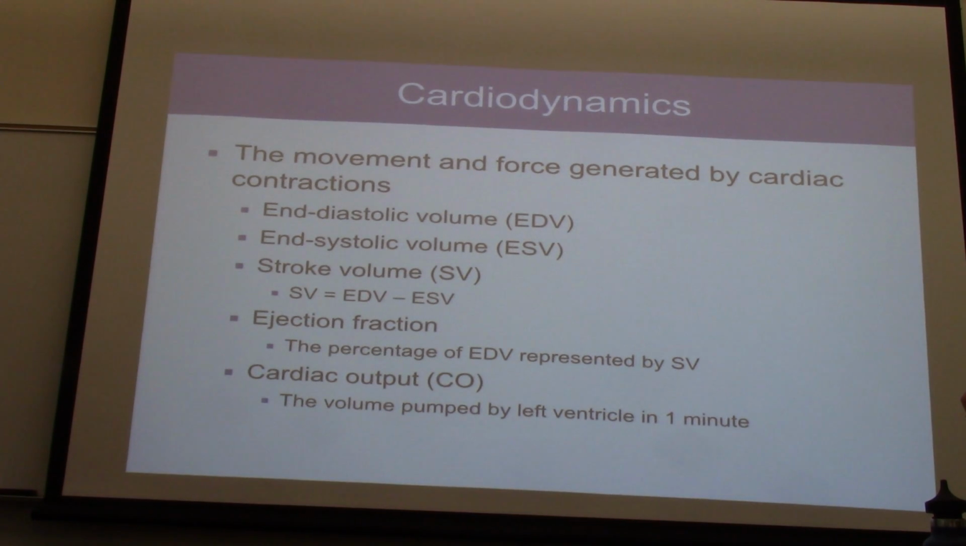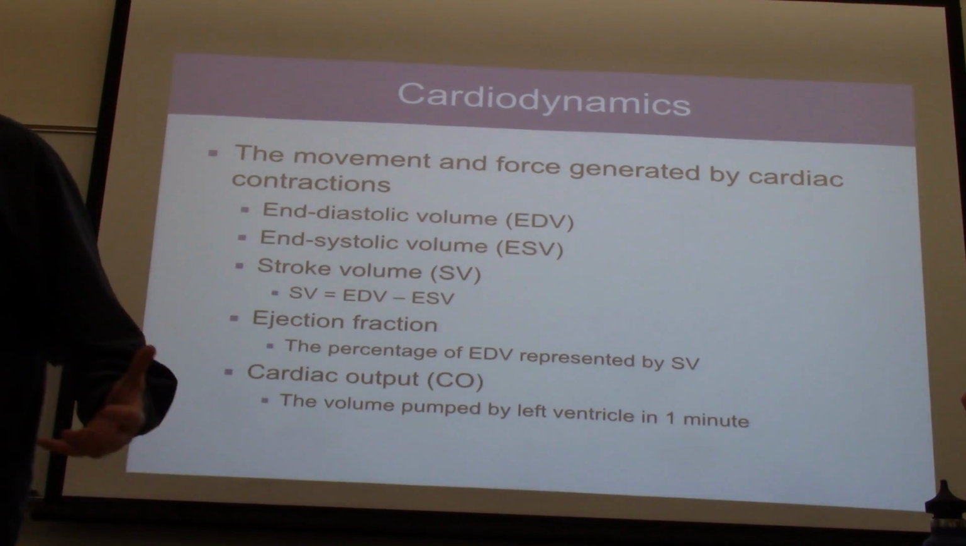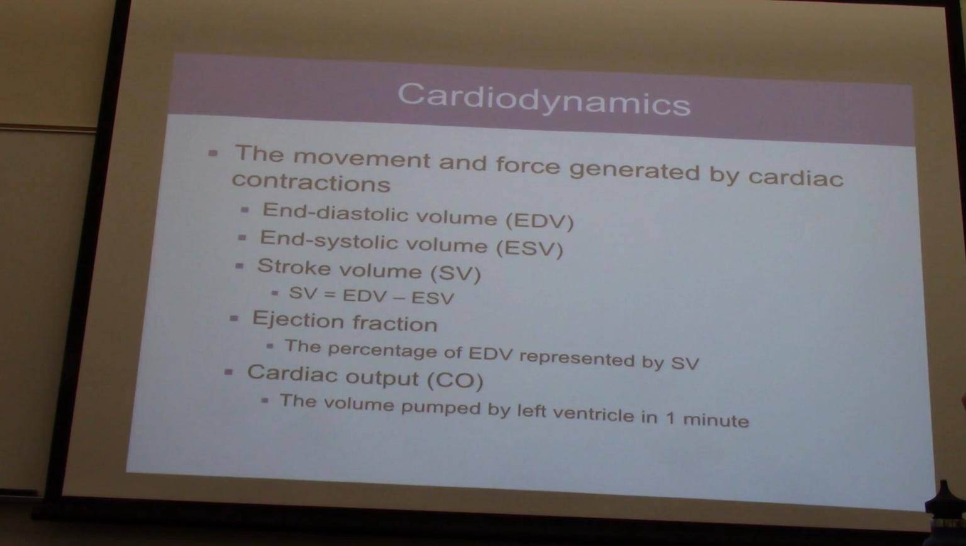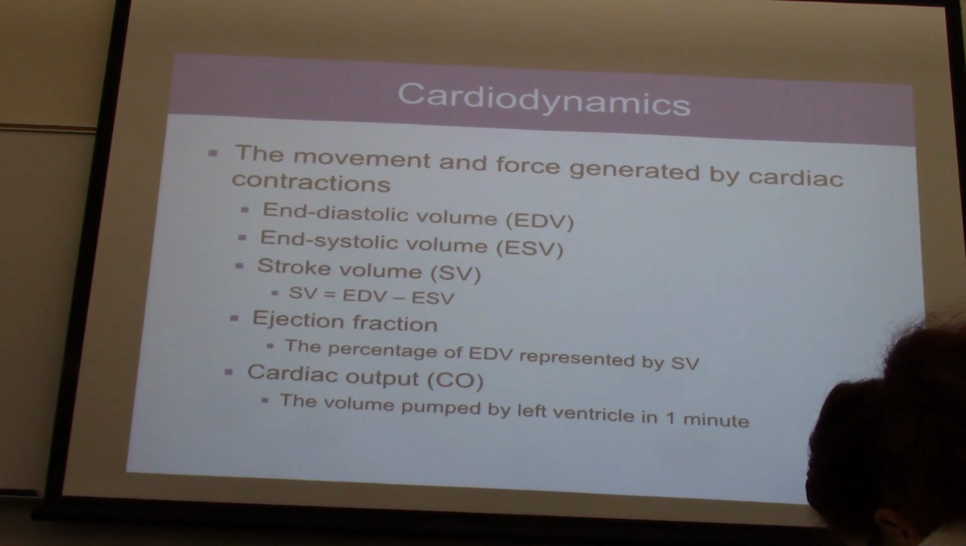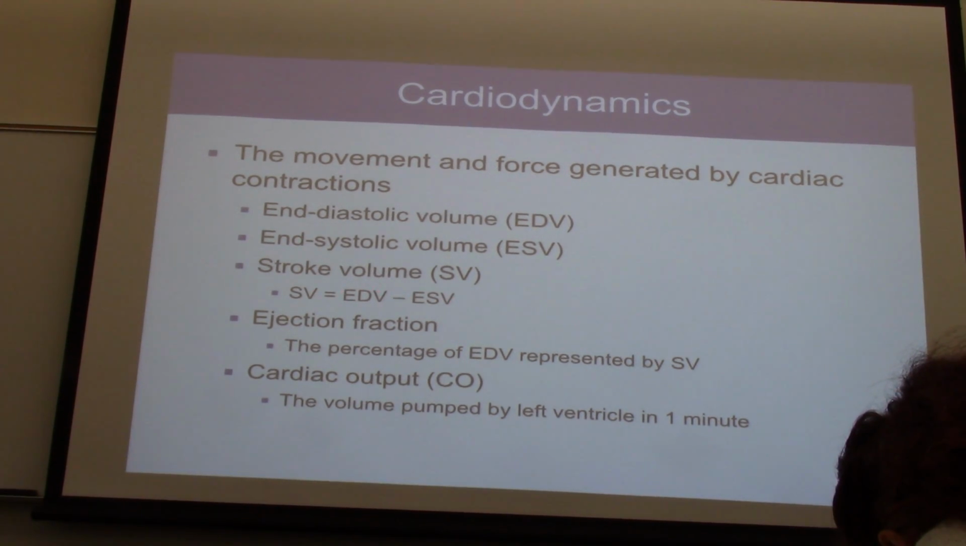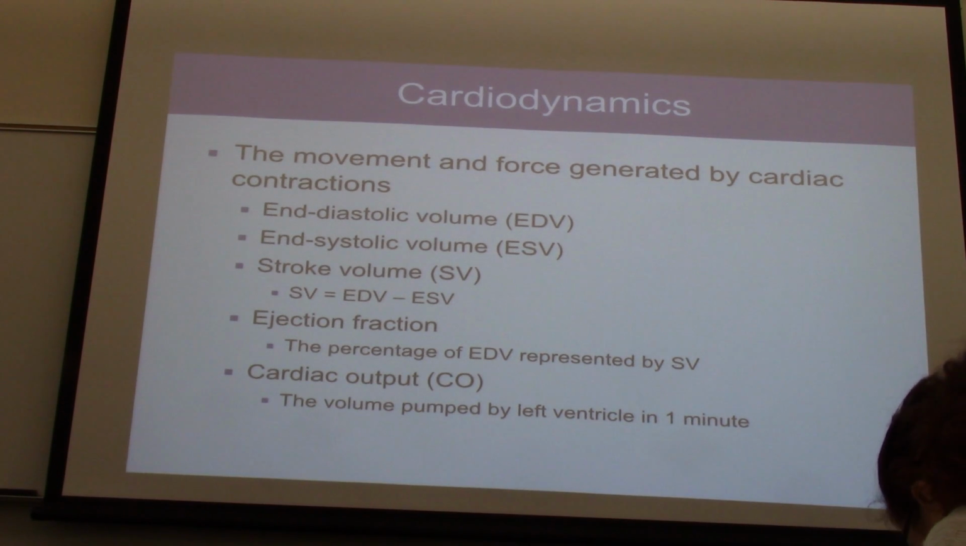Cardiac output is really what it's all about. How much blood can your heart pump in a minute? Okay? And the way you calculate cardiac output is you figure out what stroke volume is. Say it's 80 cc's, the difference between EDV and ESV, and then you multiply that by the heart rate. So if the heart is beating 70 times a minute, and it's shooting out 70 cc's with each heartbeat, you can calculate cardiac output quite easily.